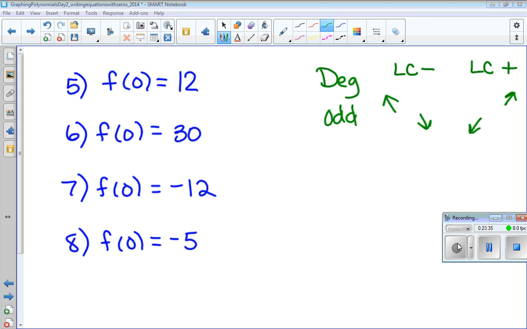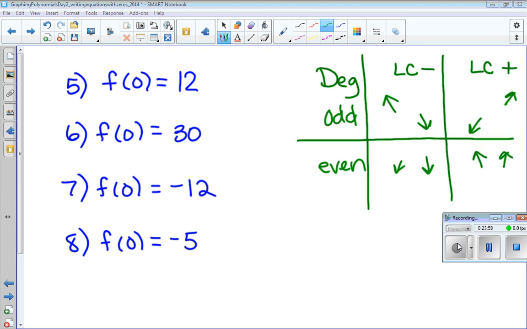So odd degree polynomials, negative leading coefficient, that's my end behavior. Odd degree polynomials with a positive leading coefficient, that's my end behavior. When the degree is even and my leading coefficient is negative, they're both down. Or if it's positive, they're both up. So hopefully this chart can help you a little bit. It kind of summarizes everything, and that's what we did two class periods ago, with that table of charts that we did. Okay, so maybe that'll help a little bit.